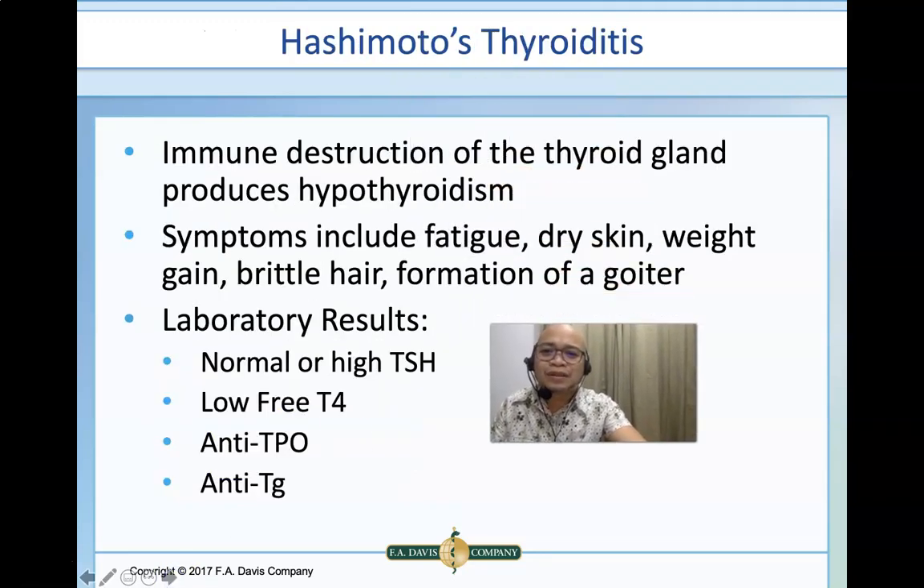Okay, so let's talk about Hashimoto thyroiditis. Hashimoto thyroiditis is actually the immune destruction of the thyroid gland. So it will result in hypothyroidism. In hypothyroidism, there is a normal or high TSH, low free T4, and the presence of anti-TPO and anti-TG. So symptoms include fatigue, dry skin, weight gain, brittle hair, and formation of goiter.